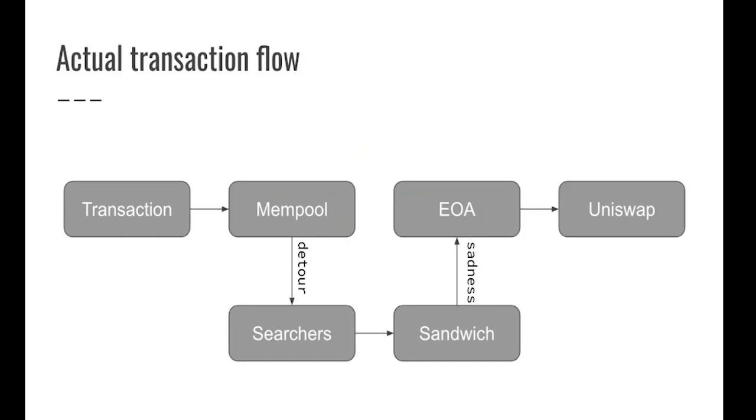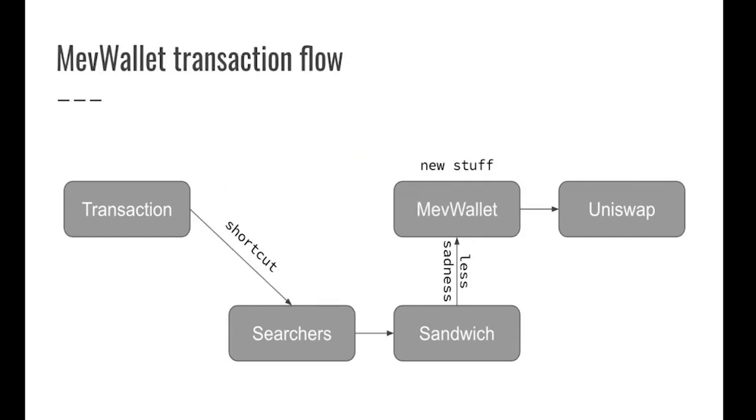MEVWallet is an attempt to just shortcut this whole process. If we're giving away money to searchers in order to get on chain, let's just give away money to searchers in order to get on chain. So we shortcut around the mempool, we go directly to the searchers, they're responsible for bundling it, and we put some new stuff in the wallet contract to help with this.